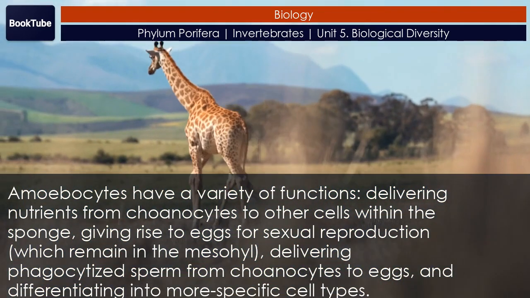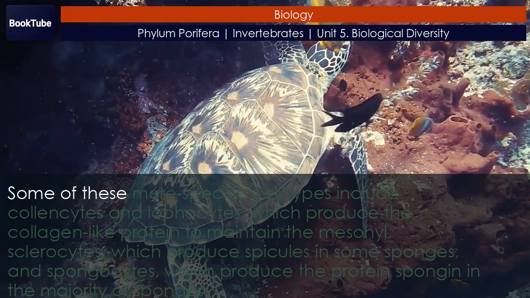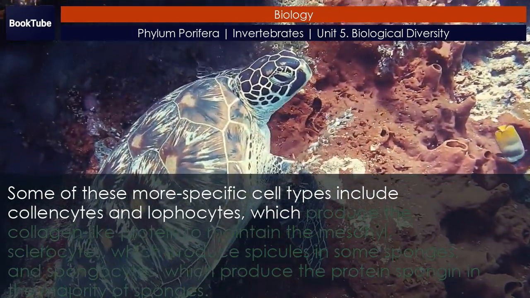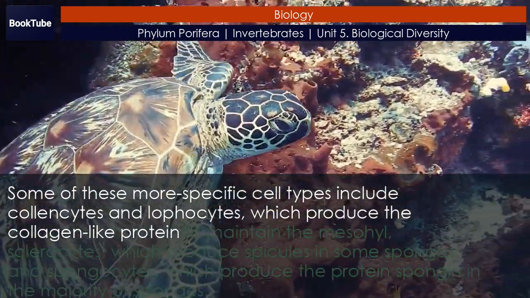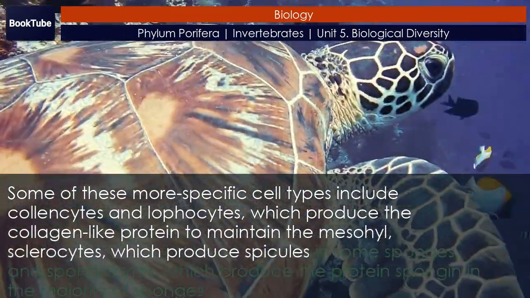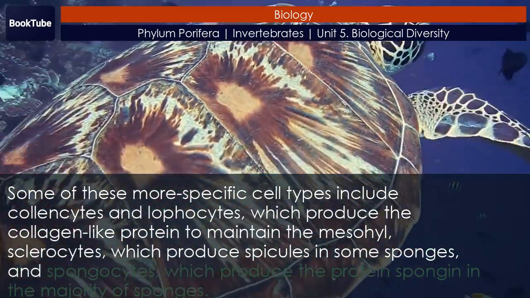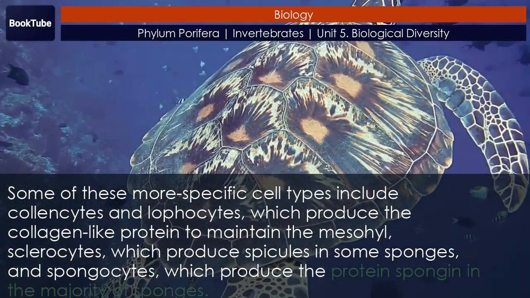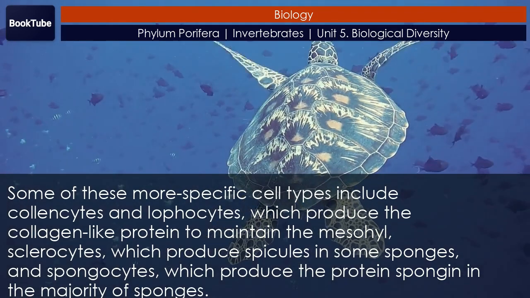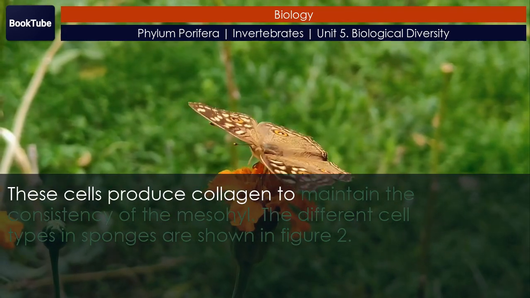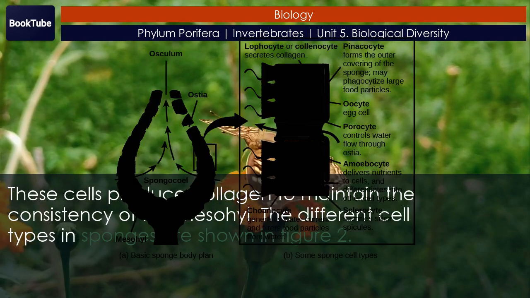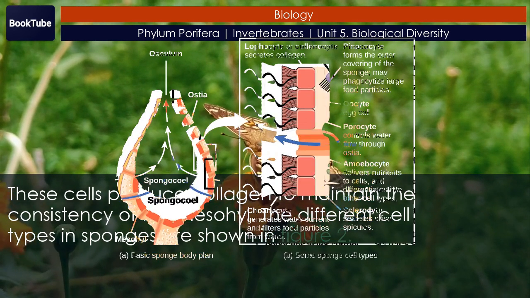Some of these more specific cell types include collencytes and lophocytes, which produce the collagen-like protein to maintain the mesohyl, sclerocytes, which produce spicules in some sponges, and spongocytes, which produce the protein spongin in the majority of sponges. These cells produce collagen to maintain the consistency of the mesohyl. The different cell types in sponges are shown in Figure 2.